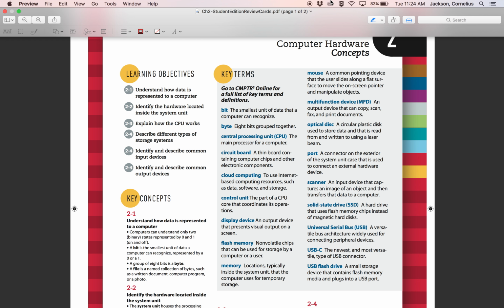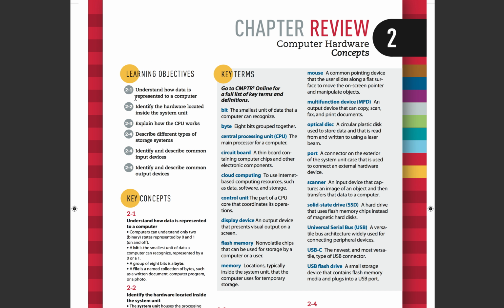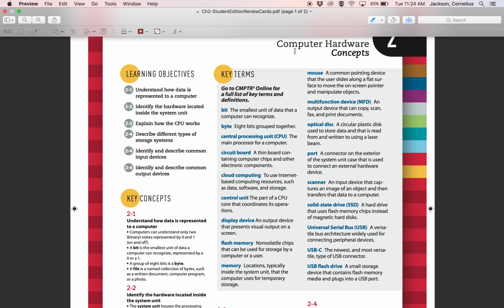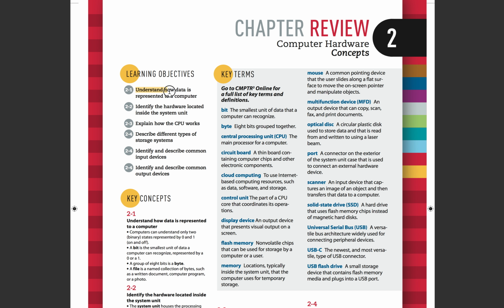But right now we're going to kind of review some of the objectives that were given in Chapter 2 and what our goals were. So our learning objectives for this chapter was to first understand how data is represented to a computer, so how information is transacted back and forth to our computer. And then identify the hardware located inside the system unit, where we talked about the motherboard, the CPU, all of those different things that actually are located within our computer.